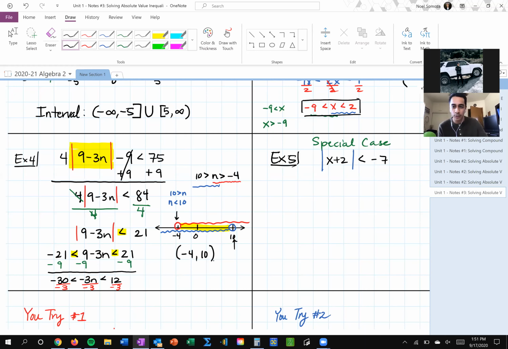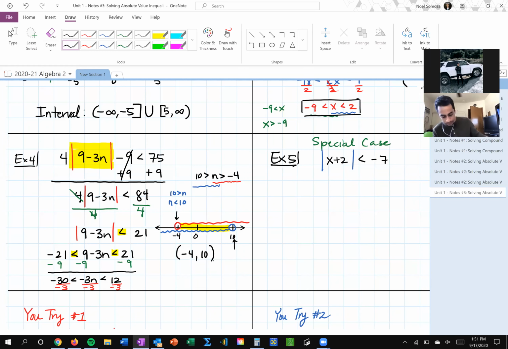What does absolute value mean? What does distance mean? Can distance ever be negative? Why is this somewhat of a strange inequality that I'm looking at? How can distance be less than a negative value if distance is always positive? Those are the kind of questions I want you to start asking internally.